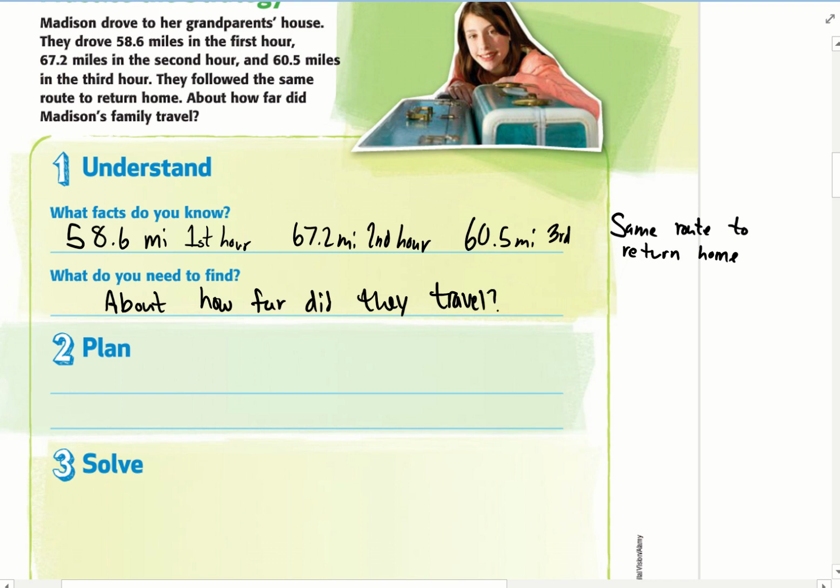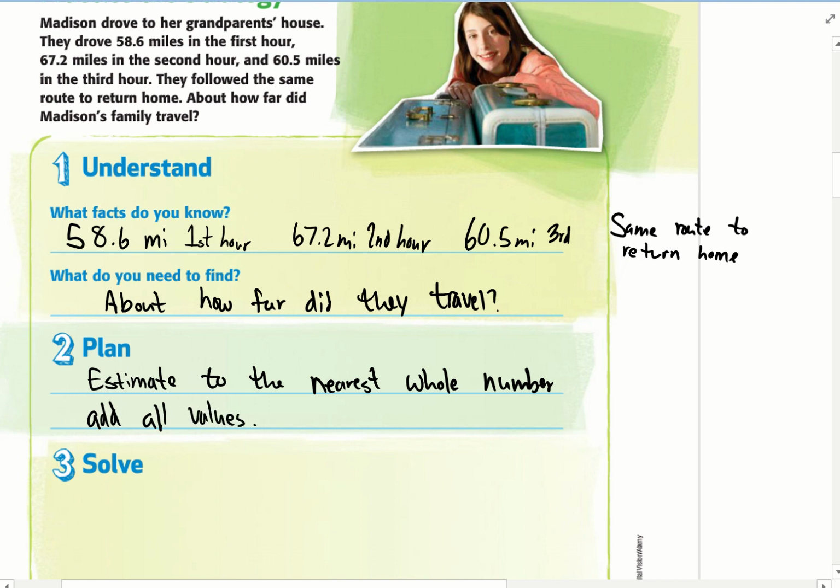So plan, I can estimate to the nearest whole number. And then I need to add all the values. The last thing I need to do is, because they're going there and returning home, I'm going to multiply by 2 for the return home.